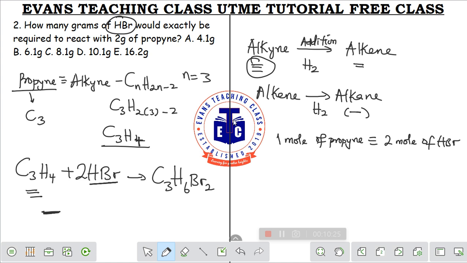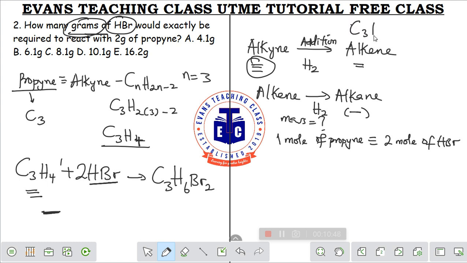So now the next thing you want to do is you want to know the grams. We already know the number of moles, that it is 2 moles, but the question is asking us for grams, not moles. So it means we are looking for mass. That's what the question is asking us to find. Now, let's look at the mass of propane.